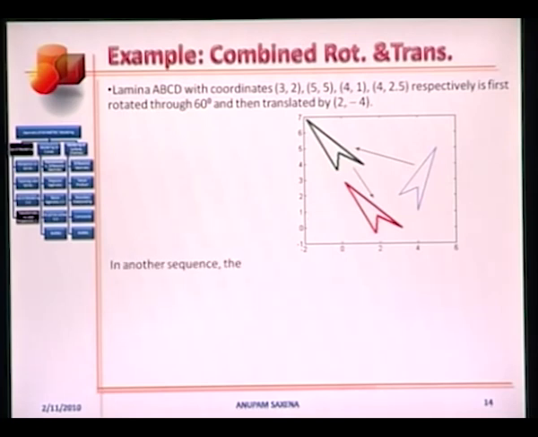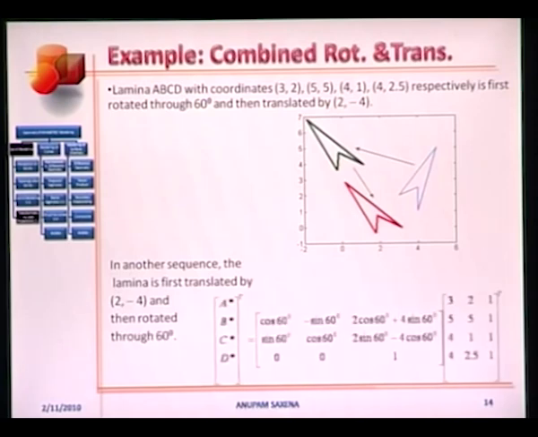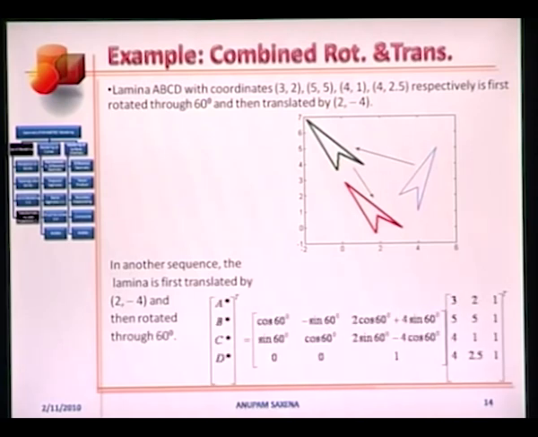Had we performed this transformation the other way around, that is, first translation by the vector (2, -4) and then rotation by an angle of 60 degrees, we would have gotten slightly different results. Once again, we know this result from the previous slide. All we need to do is substitute the values for the variables appropriately.